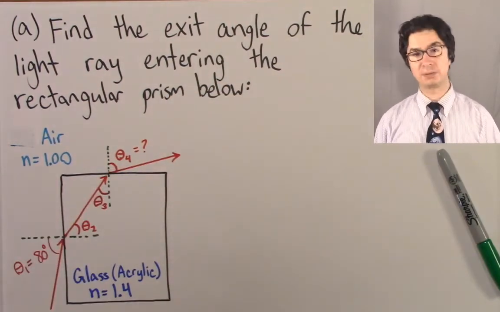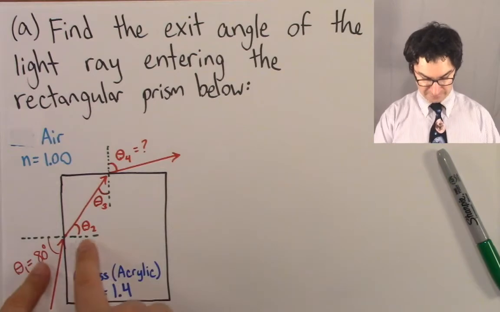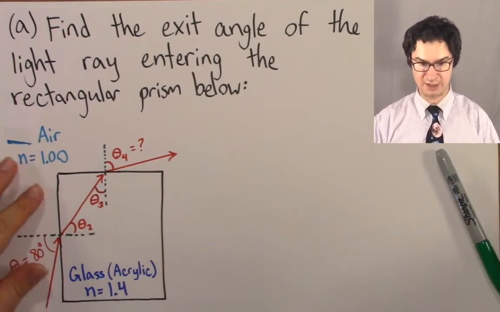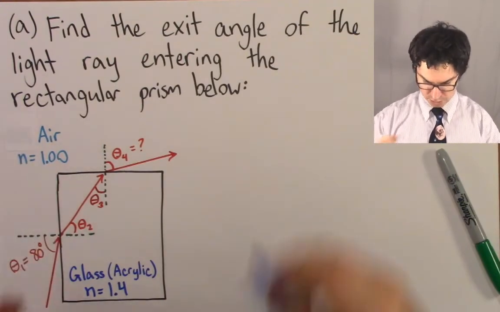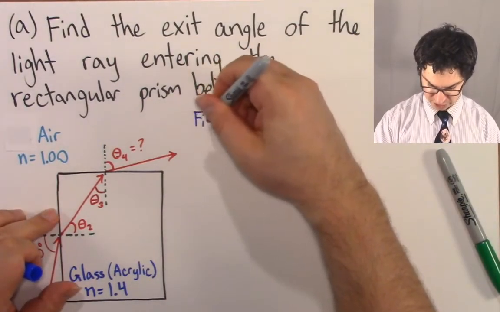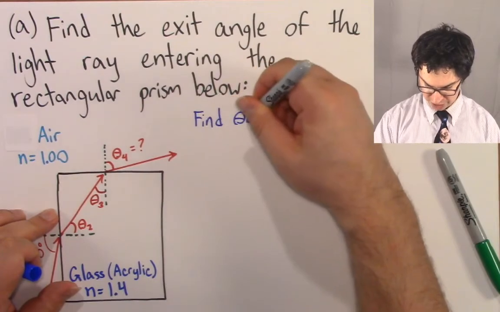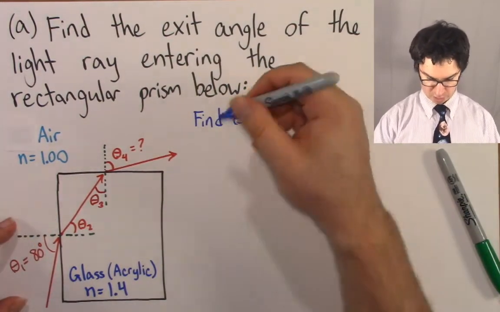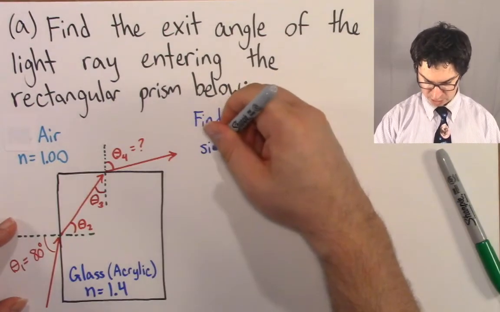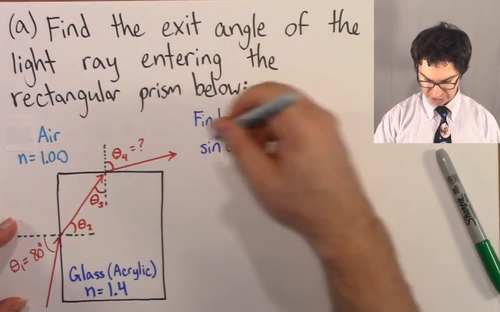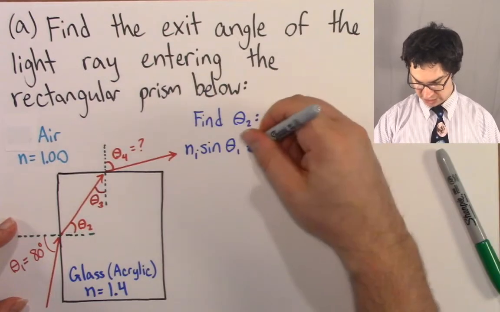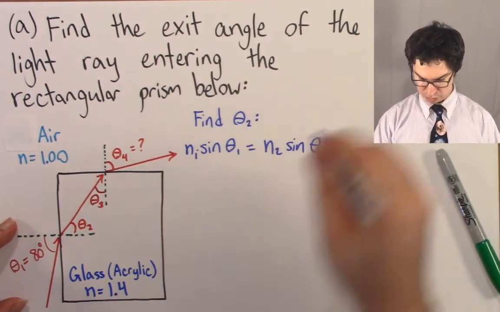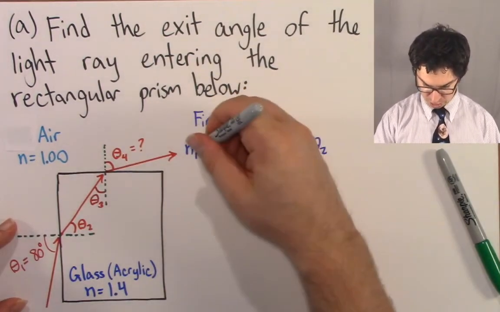So we're going to apply Snell's law a couple of times here. First, we're going to try to find theta 2. Our first order of business is to find theta 2. So we're going to use Snell's law. We're going to say, n1 times sine of theta 1 equals n2 times sine of theta 2. Let's plug in our numbers.